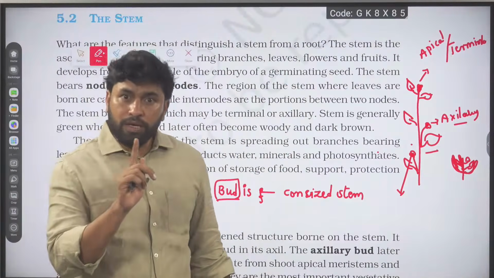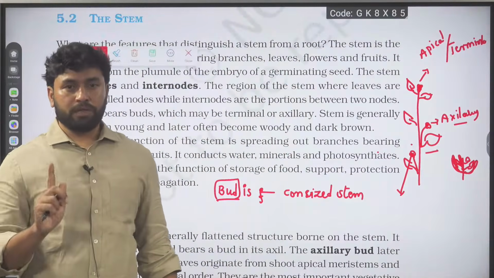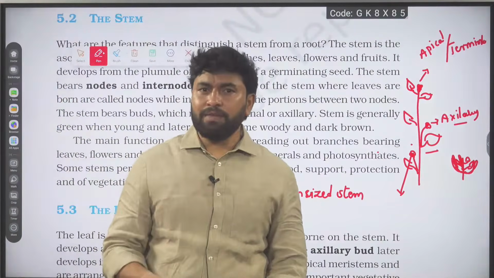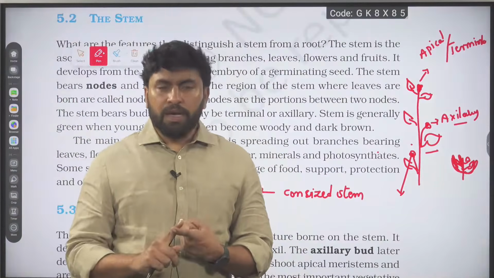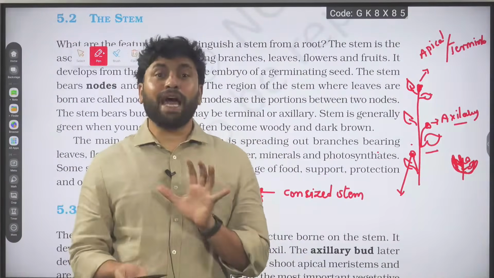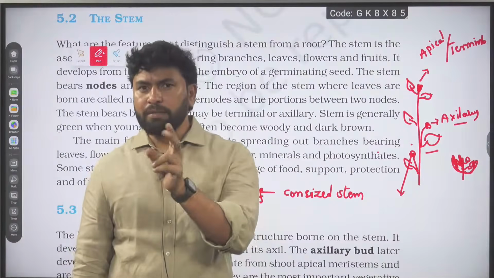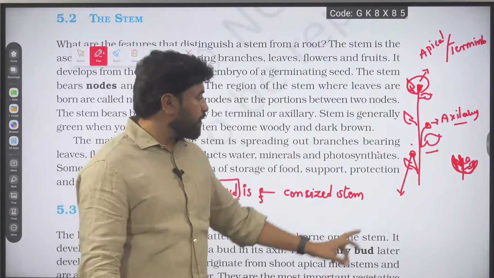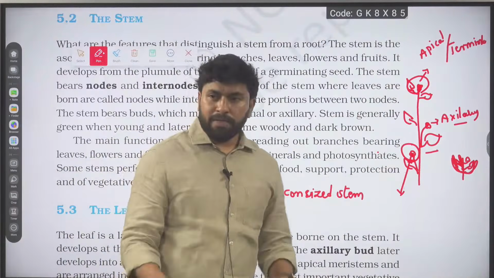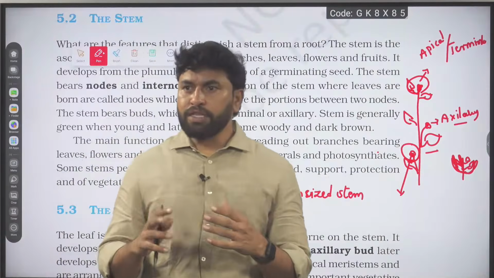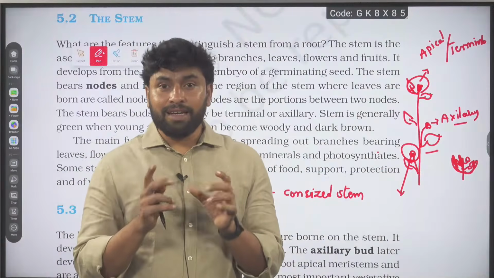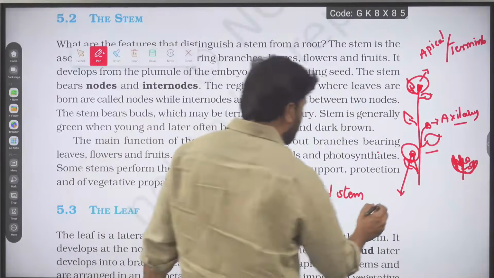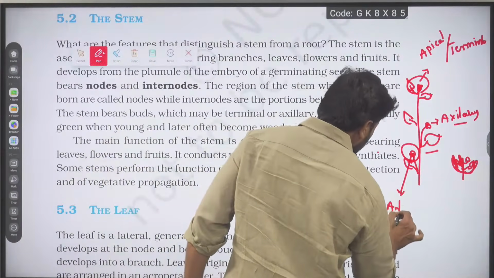But buds you never develop on root. Imagine a statement. There is a bud, but it does not develop at the terminal portion, and a bud that does not develop at the axillary region. Generally, where are the buds developed? They may develop at the terminal portion, or they may develop at the axillary portion. But in some cases there are buds which are developed other than at the terminal and axillary portion. Those buds we call adventitious buds.